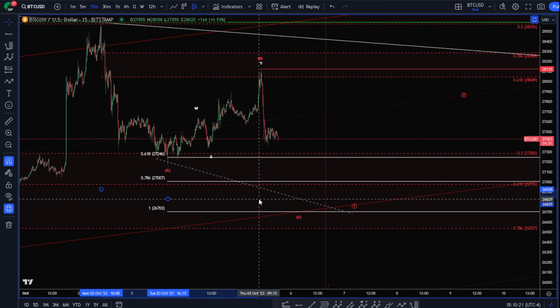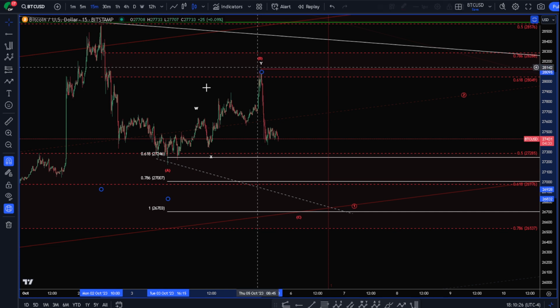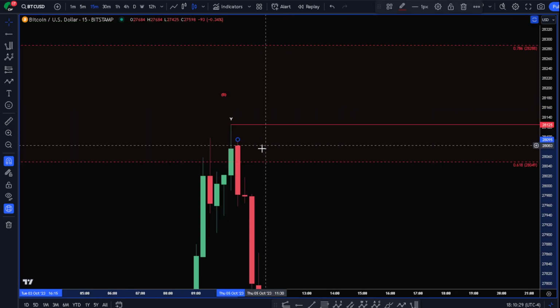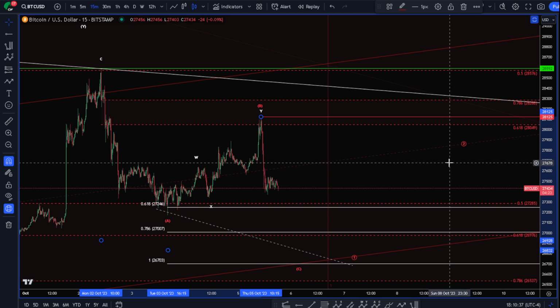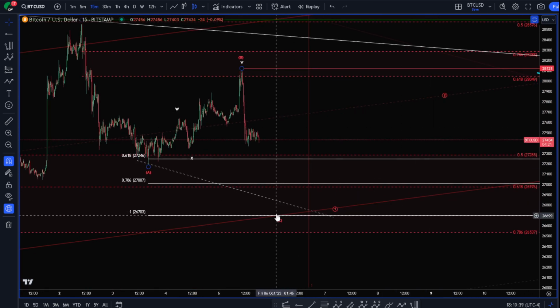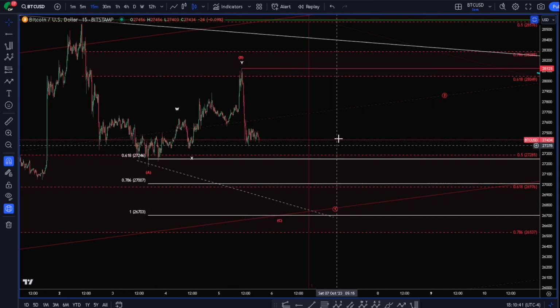I can't get right on the pivot there. Come on. Should take us into Friday, perhaps in the afternoon or faster. We'll see what happens there. Or in the middle of the night. So we'll see what happens.